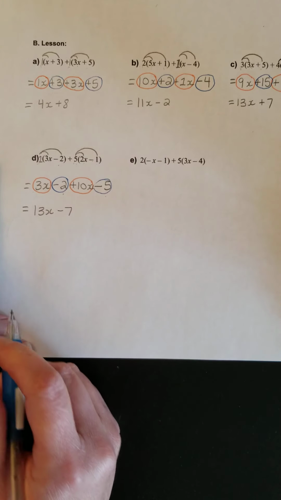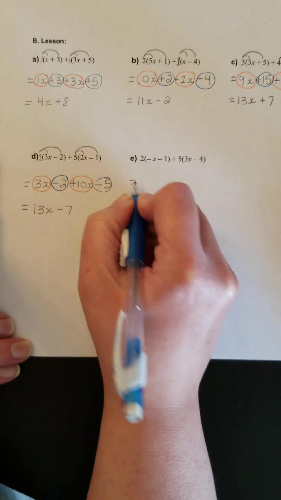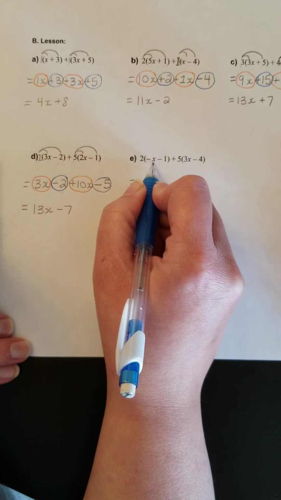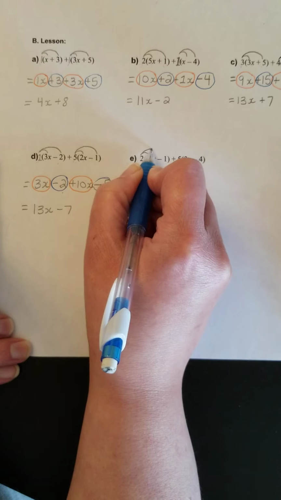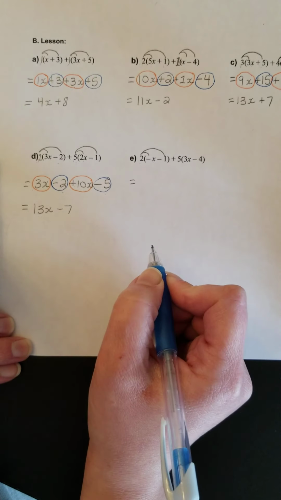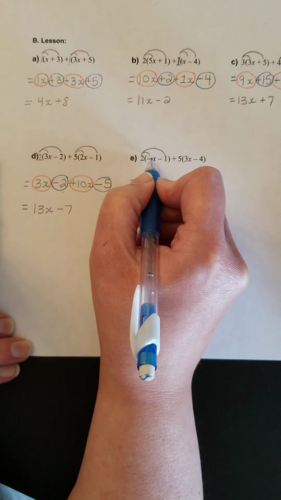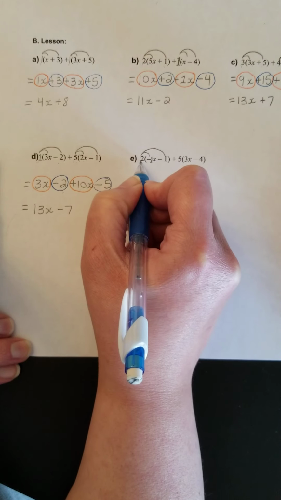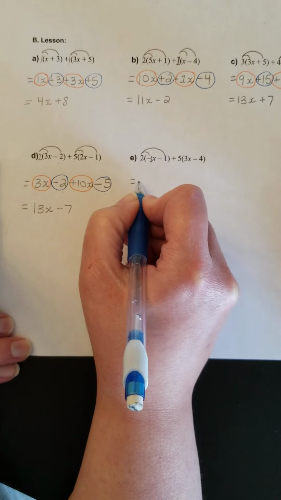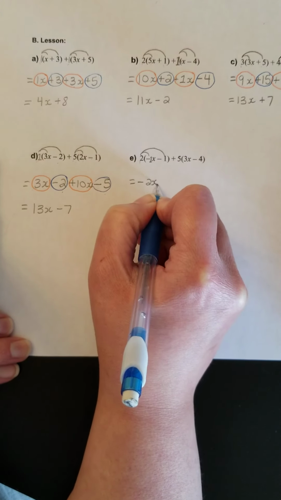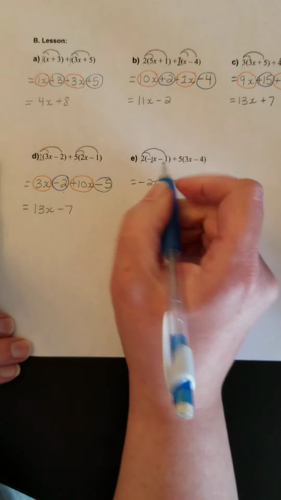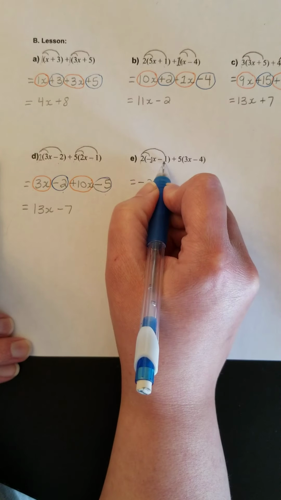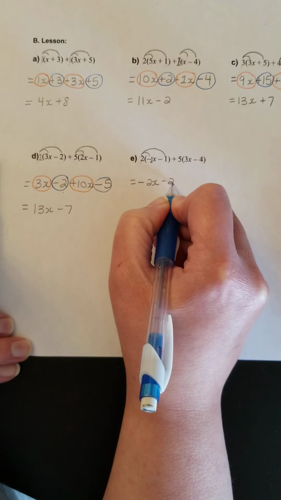The last one. Here I have 2 times negative x minus 1. So I'm distributing in a 2 into the bracket. 2 times, this is like negative 1x. So positive, negative makes a negative 2x. That's the first time we've seen a negative there, but it can happen. And 2 times negative 1 is negative 2.